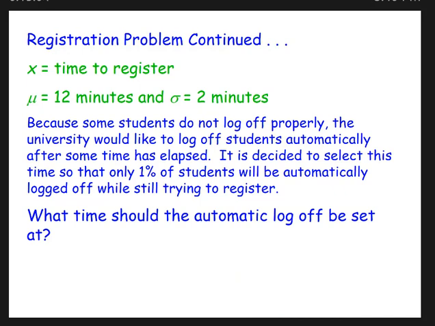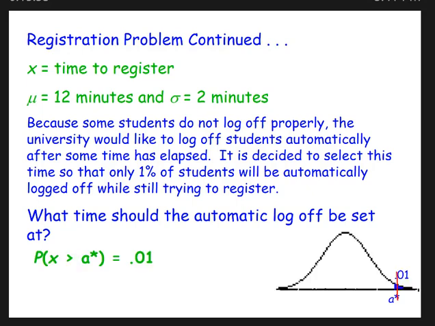Let's go the other direction here. We want to set up our system to cut students off at a certain amount of time. So let's say they're registering and they get distracted or whatever and accidentally leave their registration open, just so that there aren't scandals or frauds in registration. They want the system to automatically log you off at a certain point in time. We want to set that so that only 1% of students will get cut off if they're trying to register. So we're basically looking for the 99th percentile. So that 1% or 0.01 up here corresponds to 0.99 or 99% there.